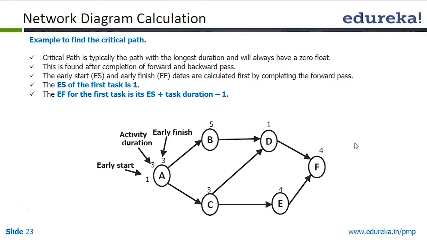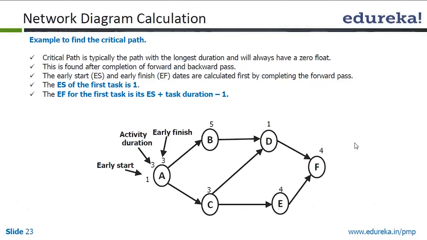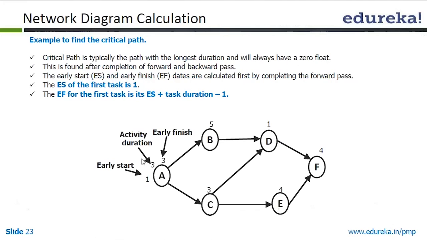So this is a network diagram calculation on an activity on node. The middle one is the activity duration, the first one is the activity start, and the right hand side is the early finish. So early start and early finish are on the left and right hand side. The middle value is your activity duration.